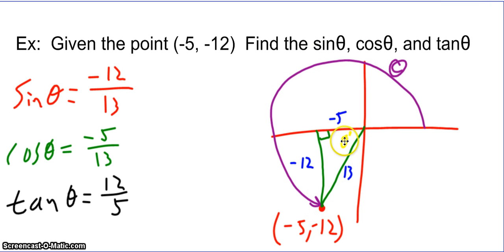So what I'm actually using is theta prime. But the sine of theta and the sine of theta prime are going to be the same. So the sine of theta is opposite over hypotenuse. Cosine is adjacent over hypotenuse. Tangent's opposite over adjacent.